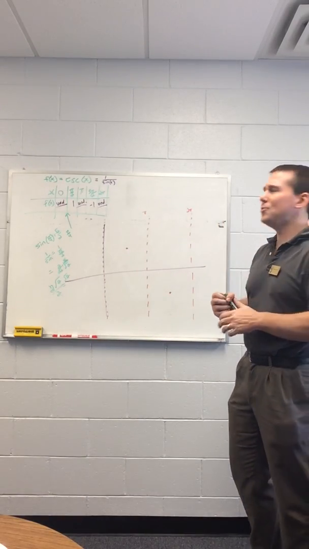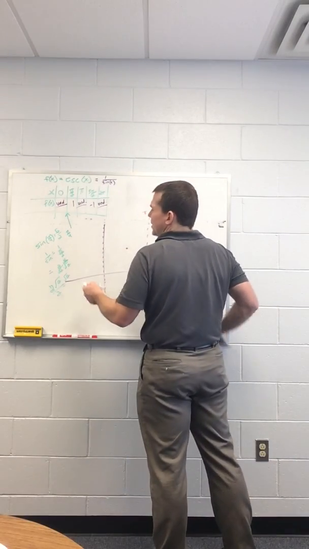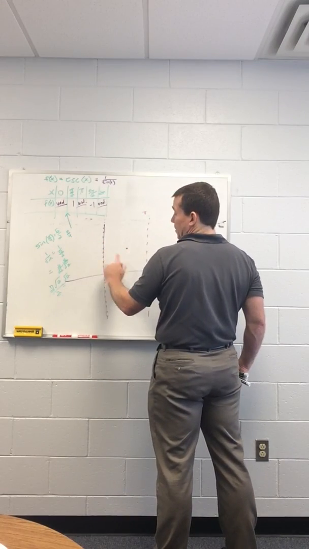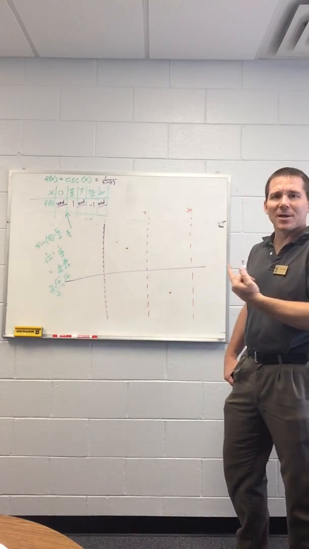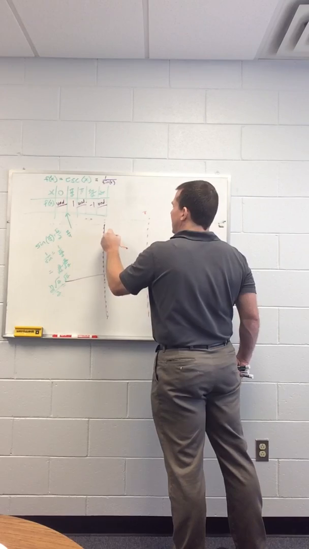Throw it into your calculator. Root 2 is about 1.4. So at pi over 4, in between 0 and pi over 2, we get 1.4, like right there. And now I can see what's going on. I'm just going to go up like this.